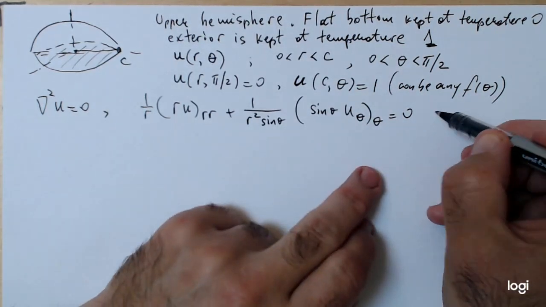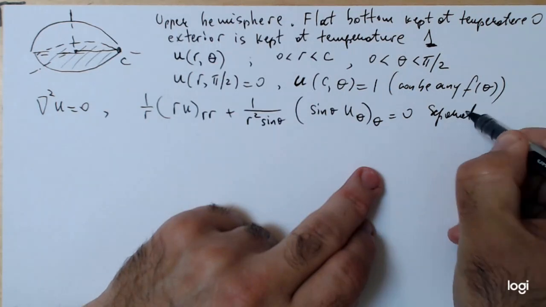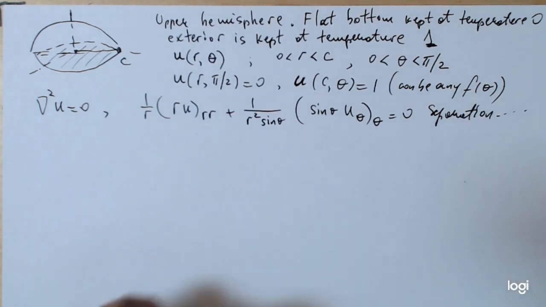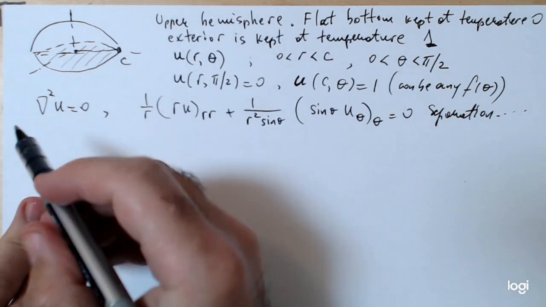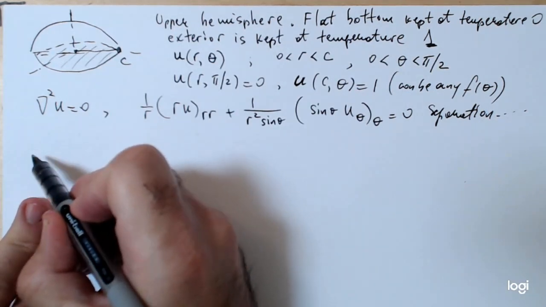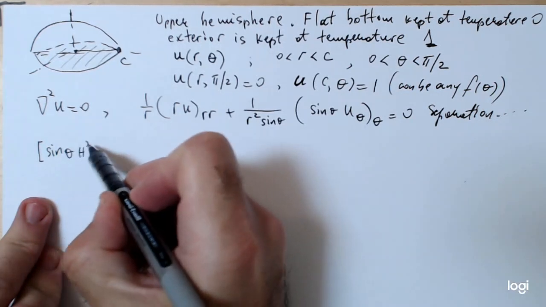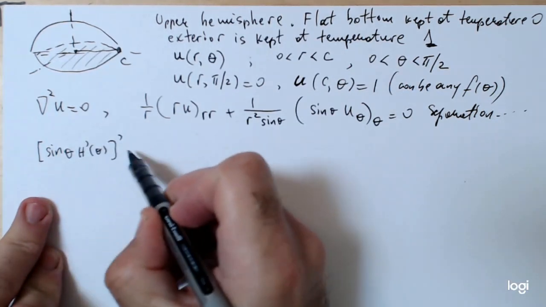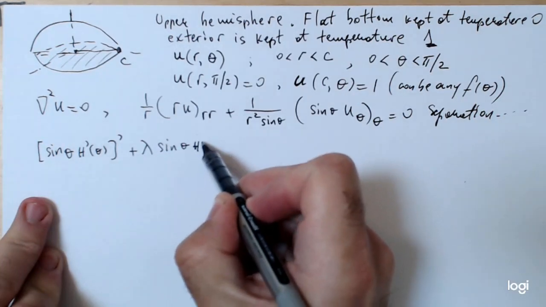So look back on our first lecture on Legendre equations and look at the steps involved in separation, and that leads to two equations, one in theta, which ends up being our modified Legendre equation. So that's going to be the derivative of sine theta times H prime of theta, plus lambda sine theta H of theta equals 0.